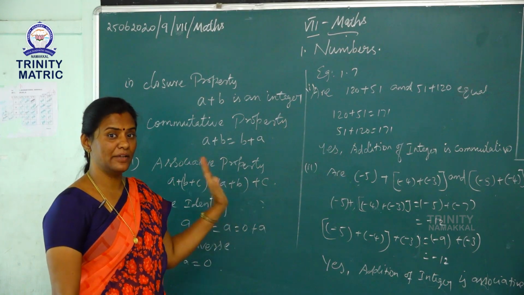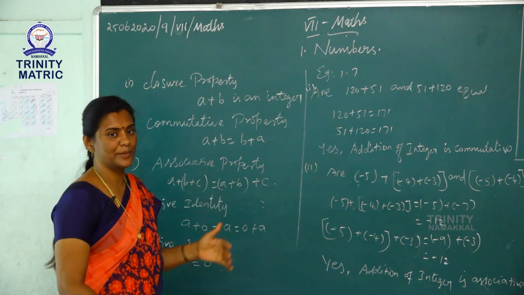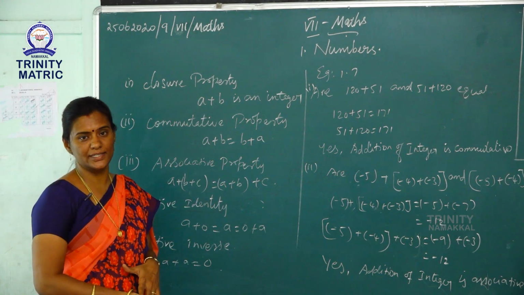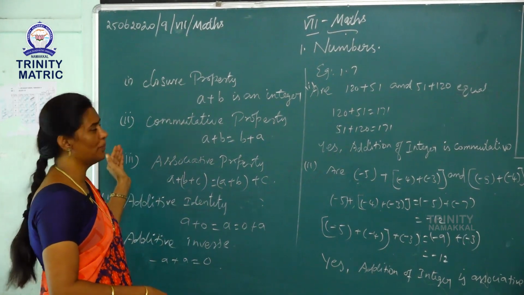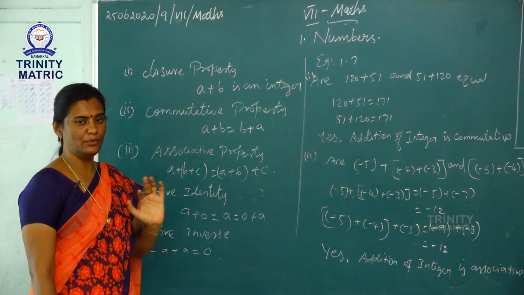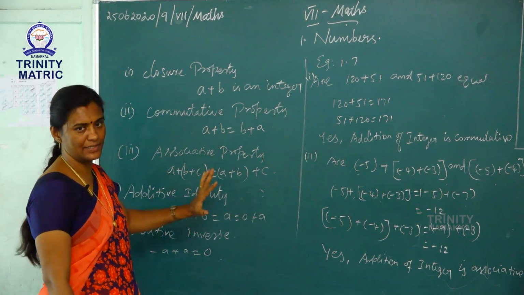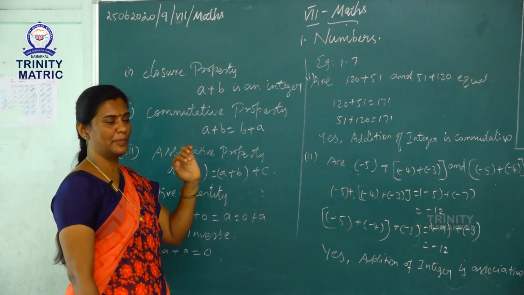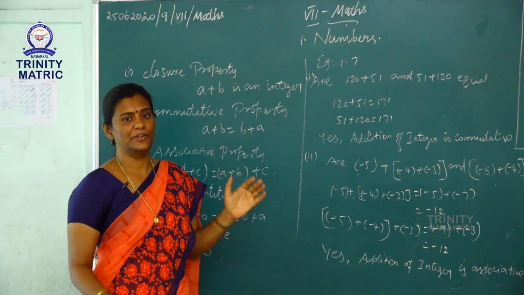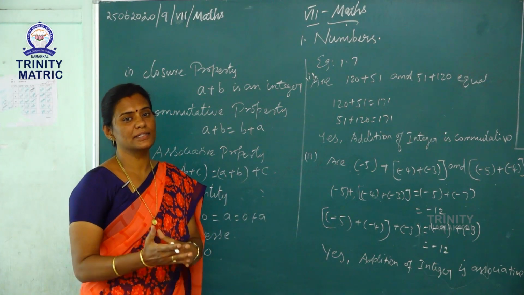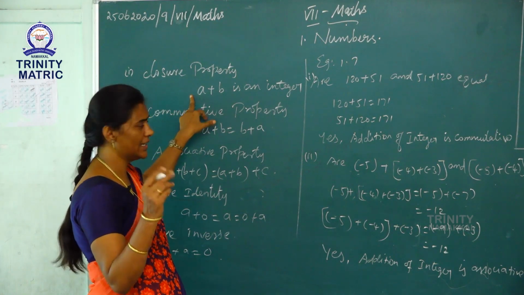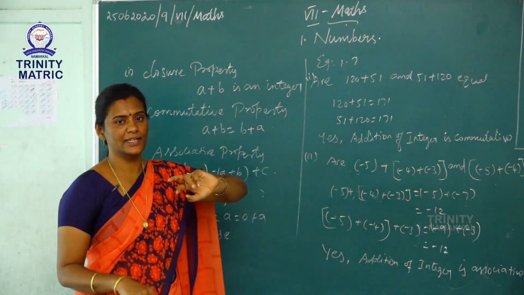Already we saw in the previous class what the types of numbers are, then integers, how to add integers, then properties of integers. Now I recall those properties. First one is the closure property. Closure property is known as when we add two integers, the answer is also an integer. That is, a and b are two integers, a plus b is also an integer.